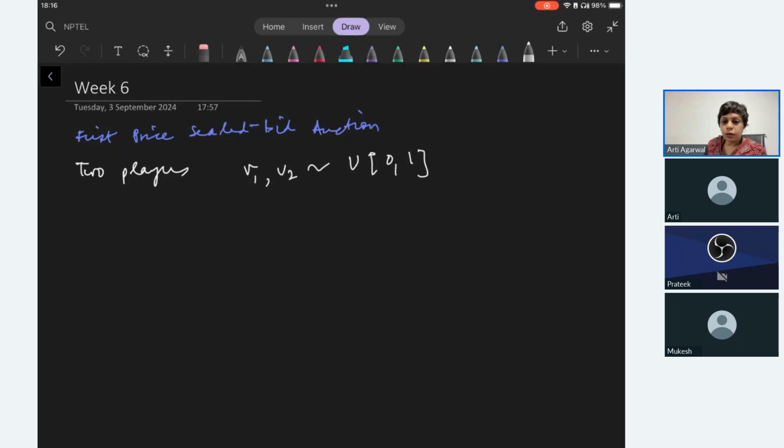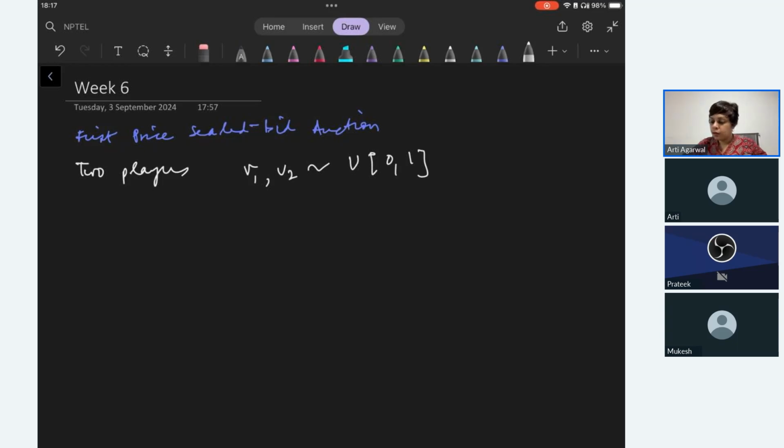Okay, so the loser gets zero payoff, and what you need to do is find a symmetric linear Bayesian Nash equilibrium where Bi is equal to A plus C Vi for some constants A and C, and you have to determine the constants A and C. Okay, so this is the setup.